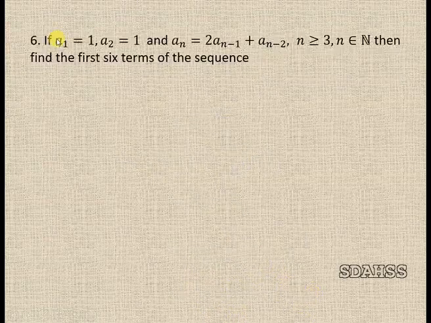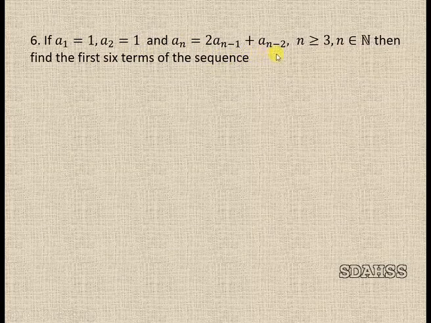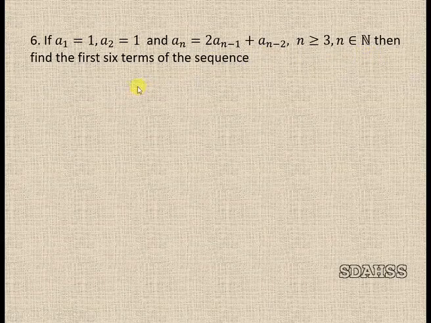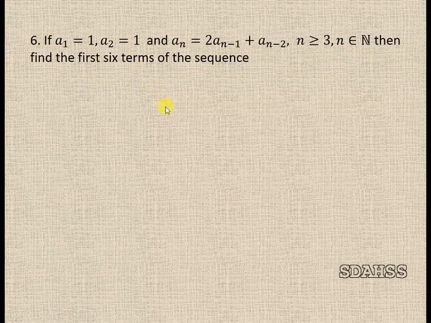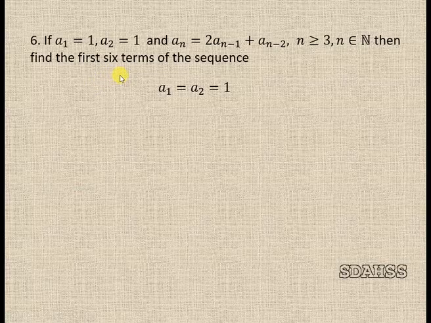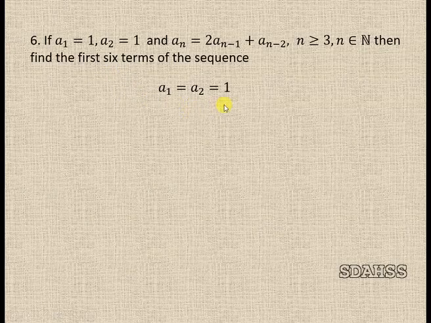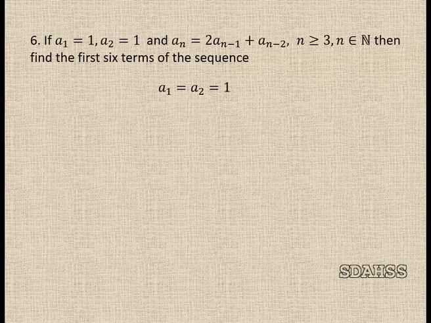If a_1 is equal to 1, a_2 is equal to 1 and a_n is equal to 2a_(n minus 1) plus a_(n minus 2), comma n greater than or equal to 3, comma n belongs to N, then find the first 6 terms of the sequence. Here a_1 is equal to 1, a_2 is also 1. We want to find the first 6 terms. Already we know two terms, first and the second term. We want to find third, fourth, fifth and sixth terms.